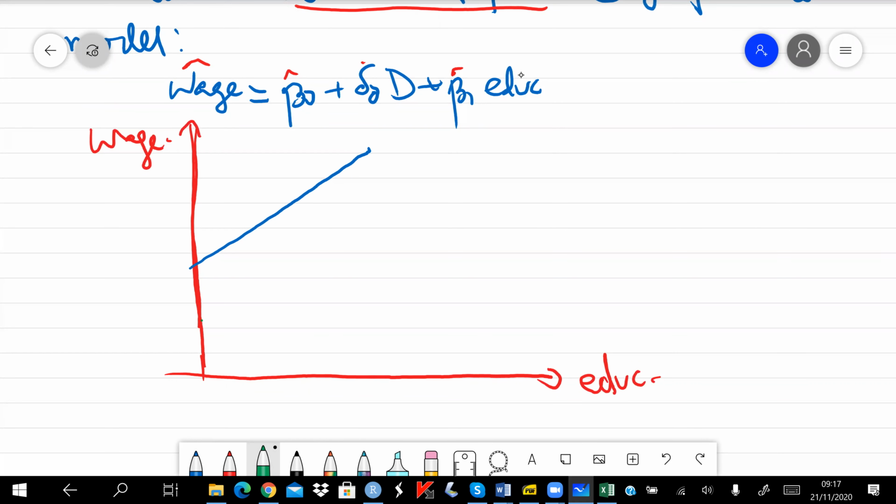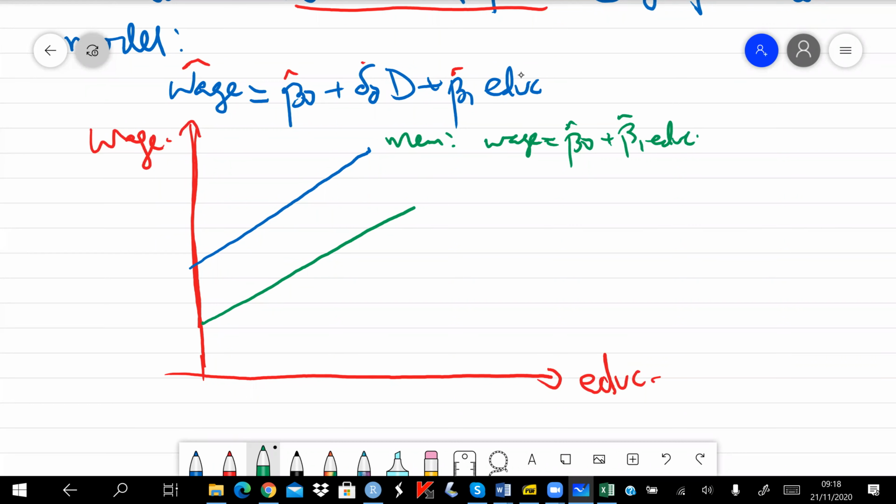Then we have another one down here. The two lines are parallel. So the blue line represents the predicted wage of males, or men. So this is for the males. Let's call them men. Men, the estimated wage is given by beta naught plus beta 1 education.